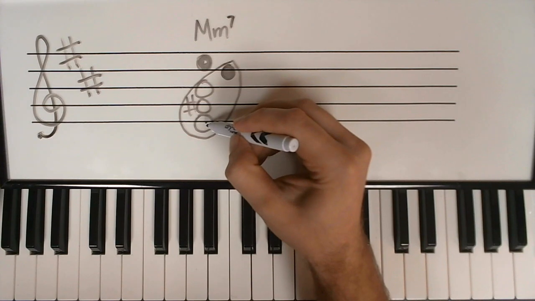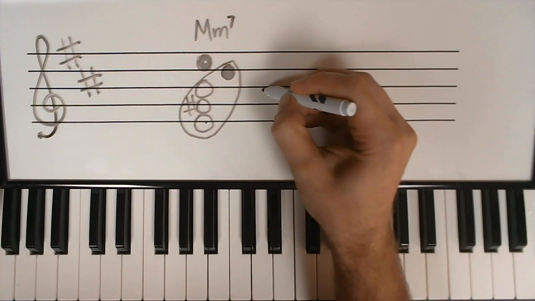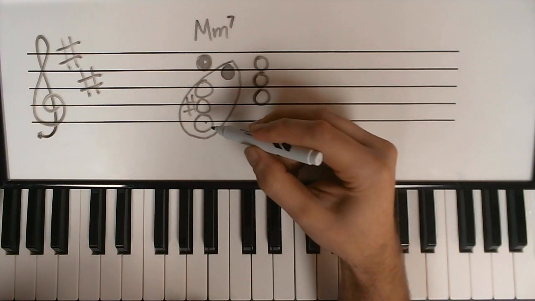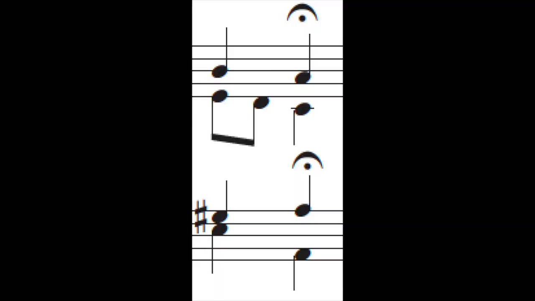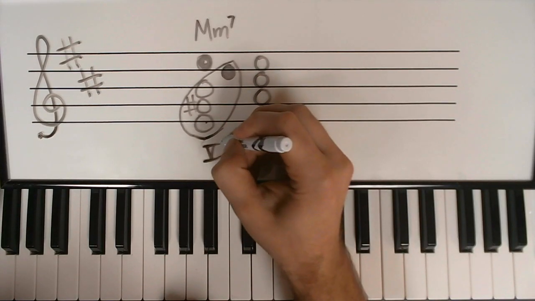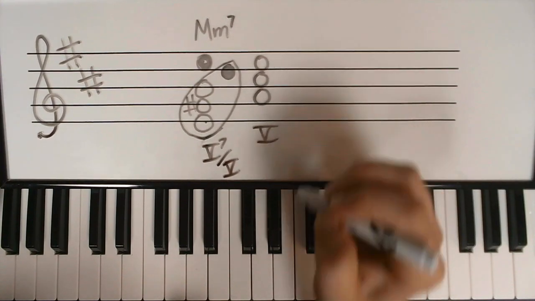If E is a dominant, then what's a temporary tonic? And the answer is A. A is the tonic of this E chord. And so we could refer back to the Martin Luther hymn and see that in fact an A major chord does come after the E major. So clearly what we're seeing here is a V7 of V that's followed by the dominant V.